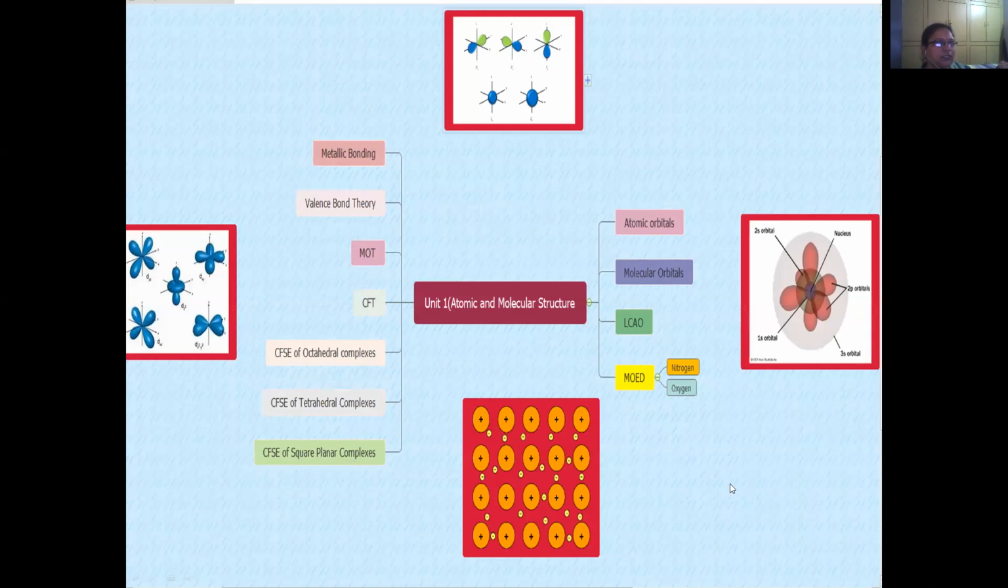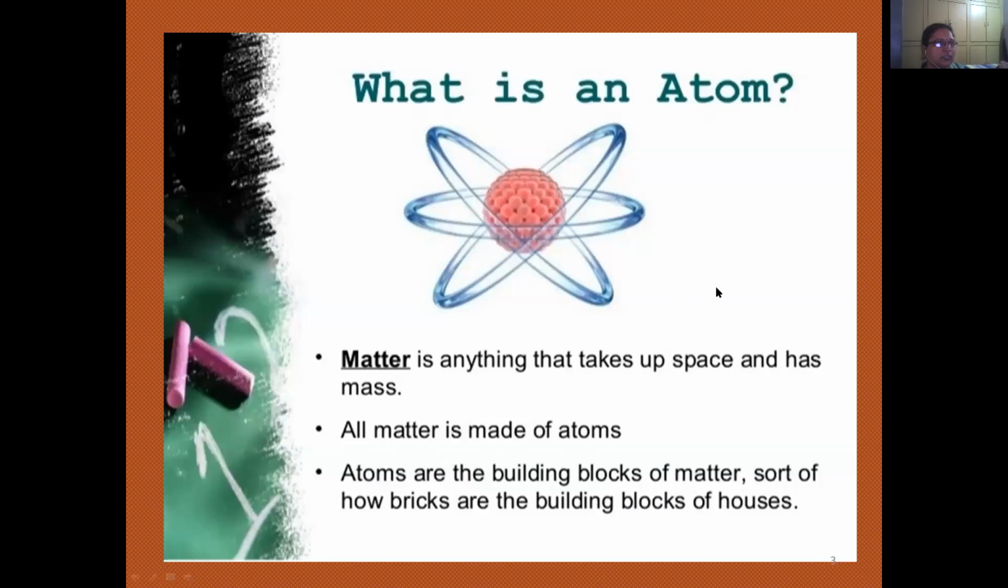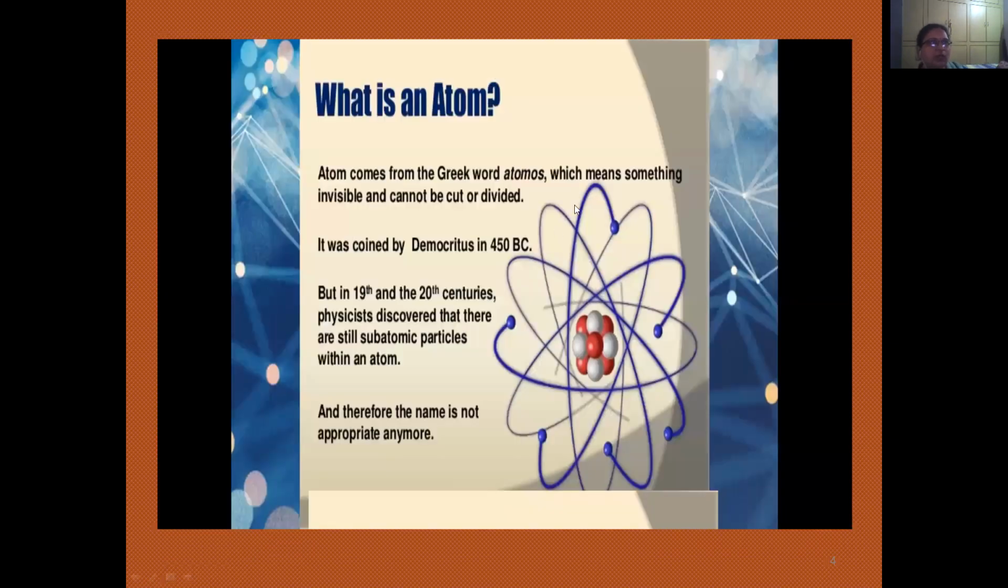So we'll start with our first thing, that is, what is an atom? You know that matter is anything that takes up space and has mass. All matter is made up of atoms. Atoms are the building blocks of matter, sort of how bricks are the building blocks of houses. The word atom comes from a Greek word, atomos, which means something invisible and cannot be divided. This was coined by Democritus in 450 BC.